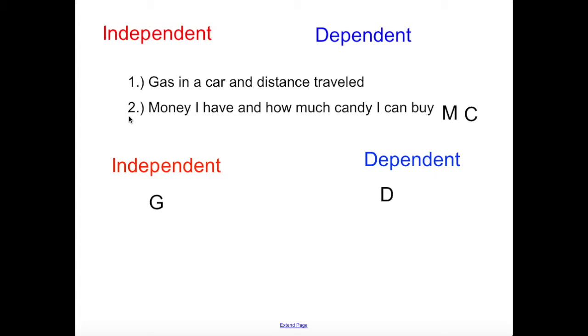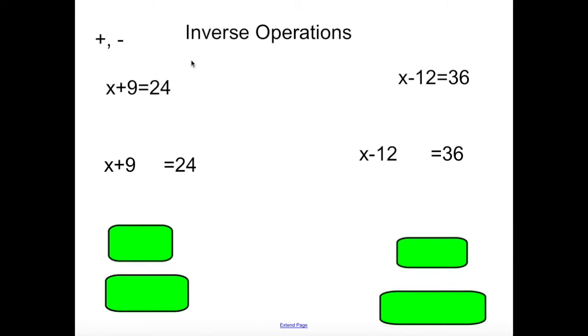Cool. So now moving forward, let's say we have another situation where we have money I have and how much candy I can buy. The independent variable in this situation will be M, representing money I have, and the dependent variable will be C, representing how much candy I can buy. Having reviewed independent and dependent variables, we're going to dive into a little more review and discuss inverse operations.